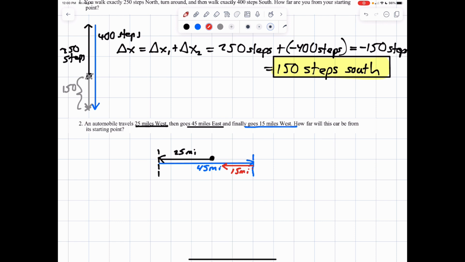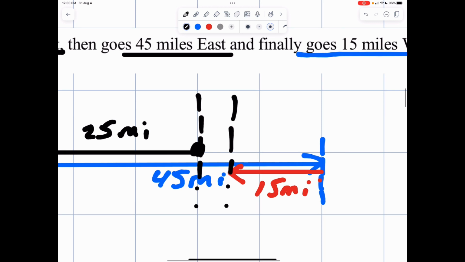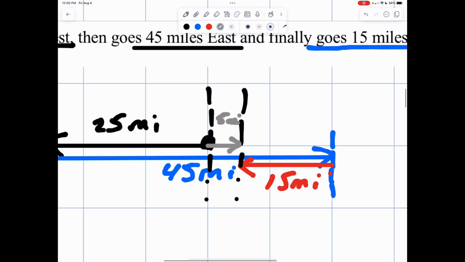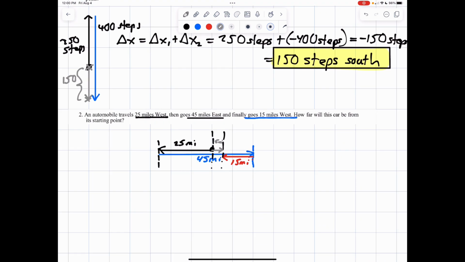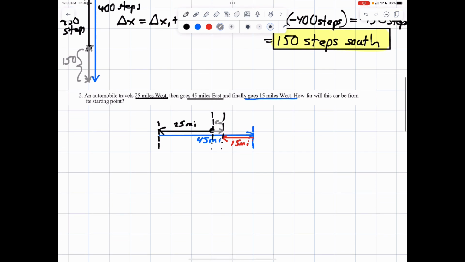Now, you're ultimately going to draw an arrow from where you started to where you finished. If we zoom in on that, I'll do this in gray, it is a very short 5-mile arrow. So we're looking at 5 miles, and since the arrow is going to the right, it's going to be east. So 5 miles east is going to be our solution.